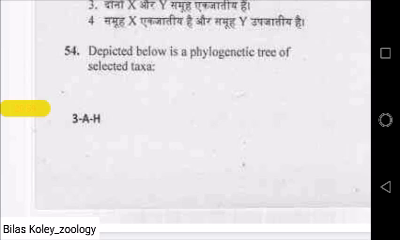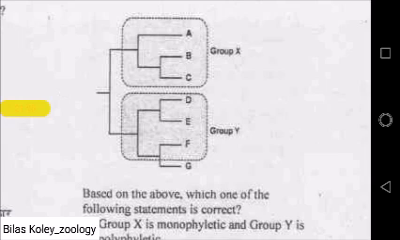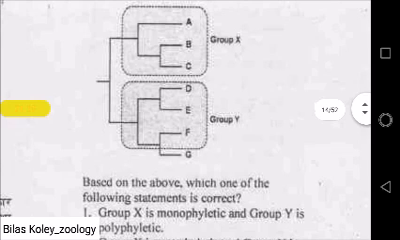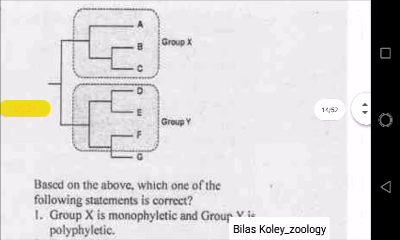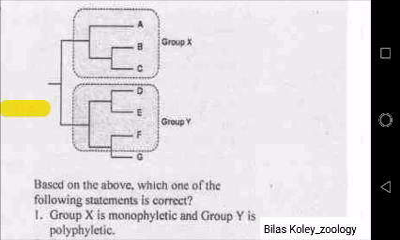Now question number 54. Depicted below is a phylogenetic tree of selected taxa. Now you may observe the figure. There is a group X and a group Y. Now based on the above, which one of the following statements is correct?